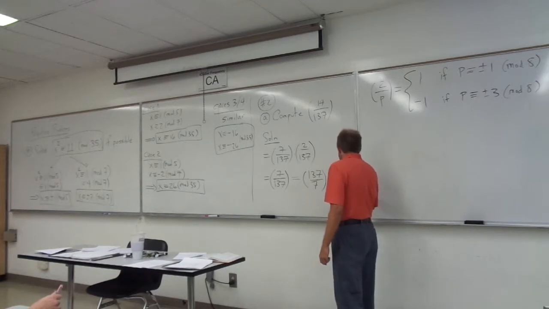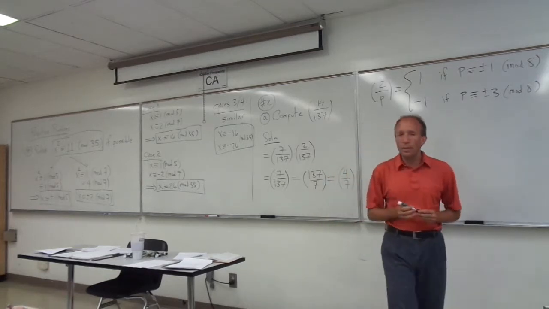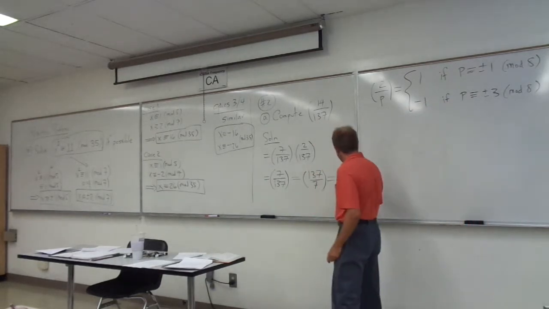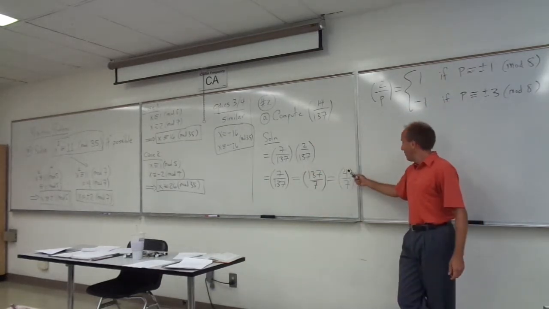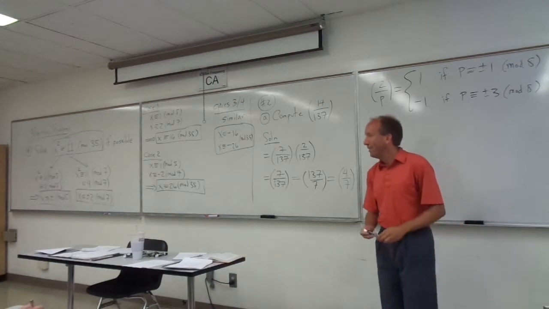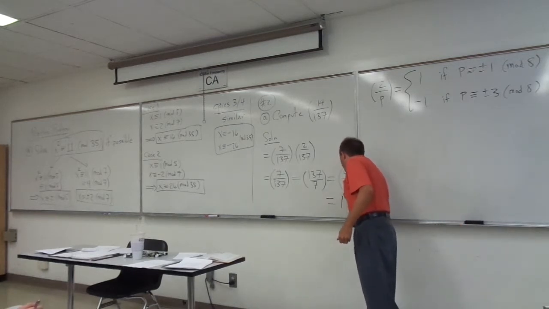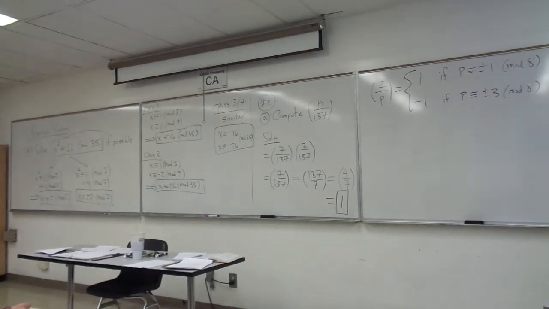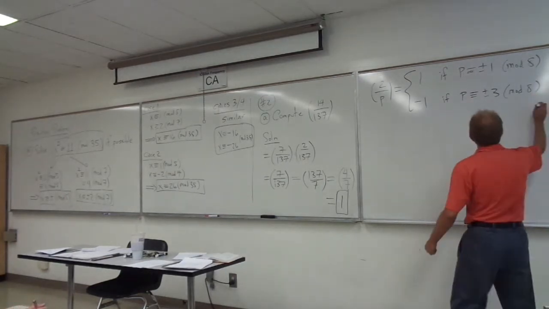Yeah, it's 4 actually. So 133 is a multiple of 7, so it's just 4. And what's the Legendre symbol of 4 in mod 7? 1. It's a perfect square. 4 is a perfect square in any modulus, so it's just going to be 1. Okay, so that is equal to 1, right?